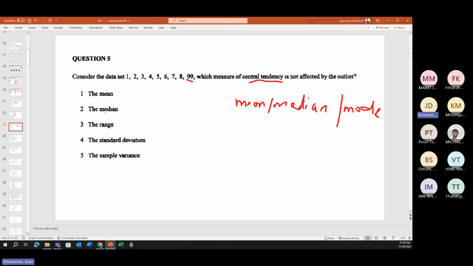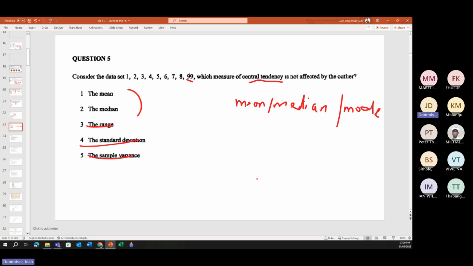So let's look at, okay, sample variance. No, it's not one, can't be an option. Standard deviation, not one, can't be an option. Range, not one, can't be an option. So only between those two that we can pick.